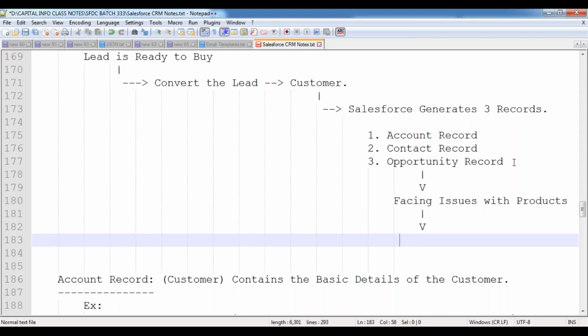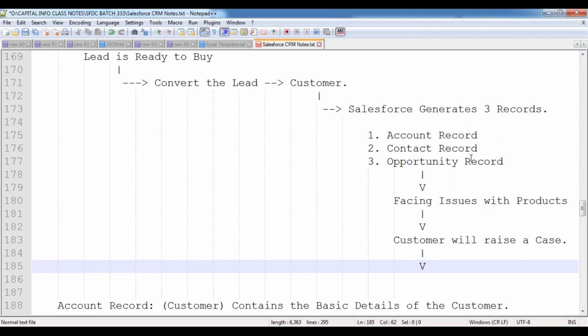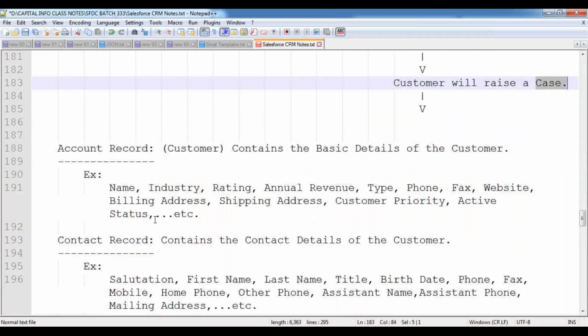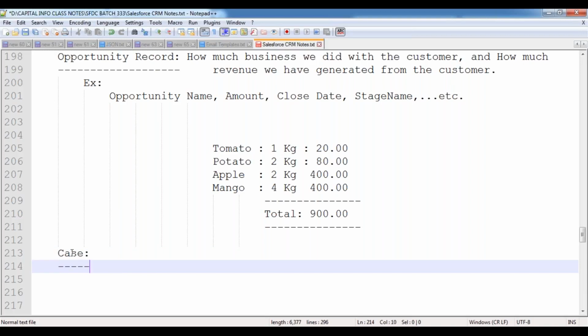Okay. Now the customer is going to be raising the case. The customer will raise a case. Now, in this case, how can we describe the case over here? How can we describe the case?